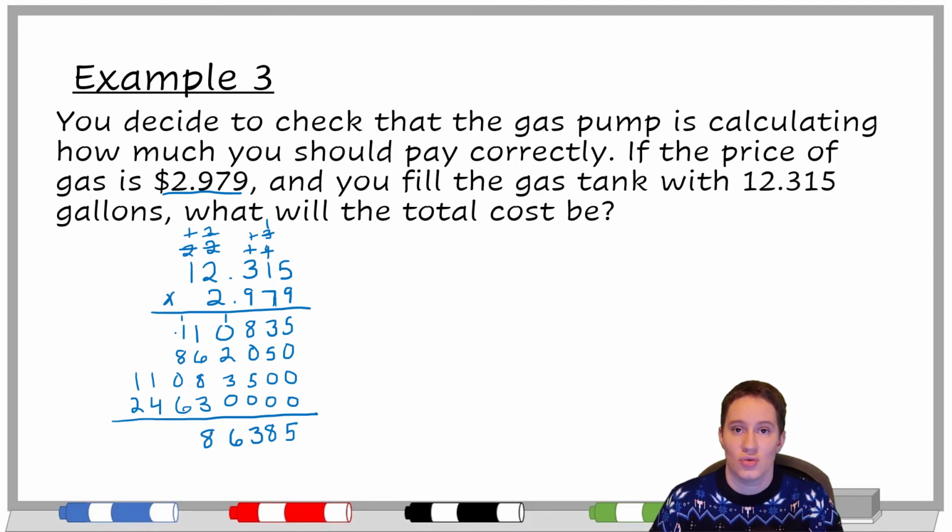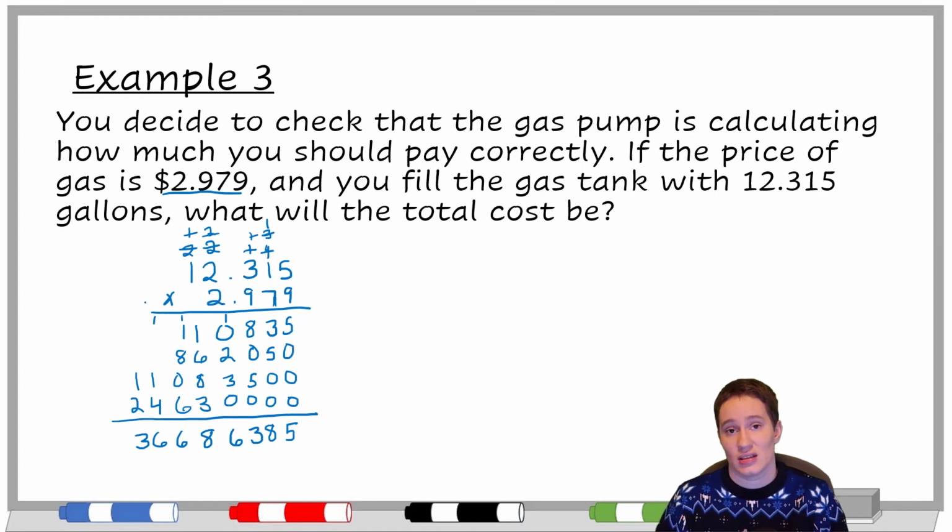1 plus 1 is 2. 2 plus 8 is 10. 10 plus 6 is 16. 1 plus 1 plus 4 is 6. 1 plus 2 is 3. Now, how many decimals did you say it needed? If you said 6, you are correct.